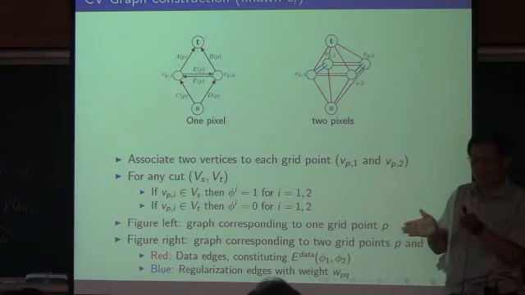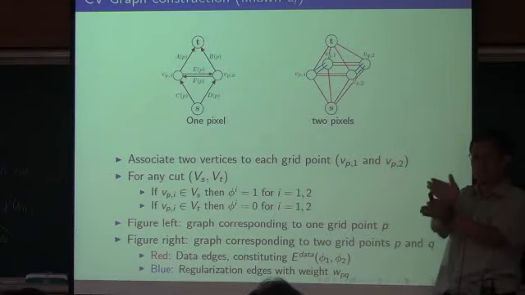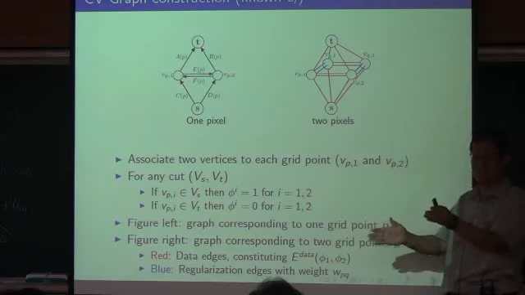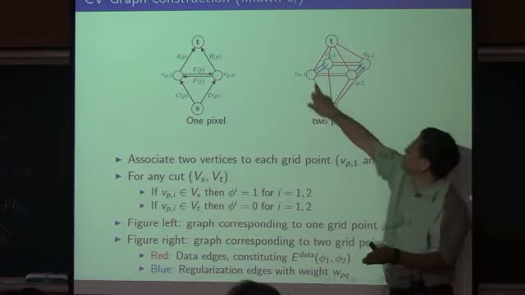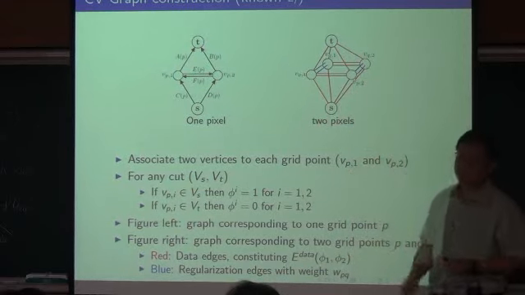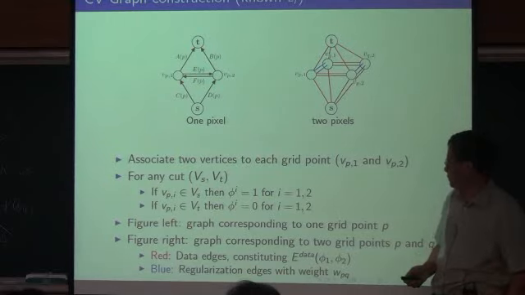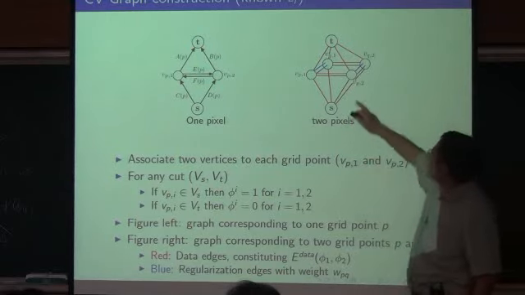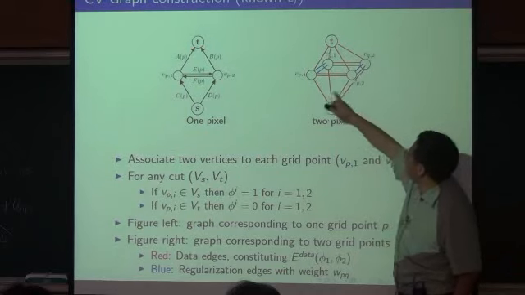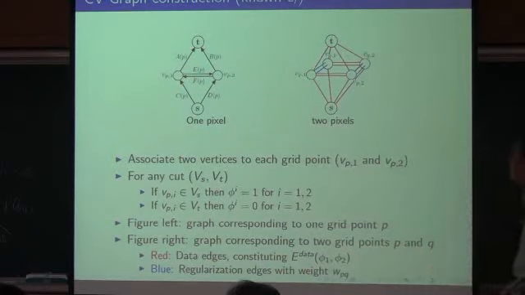You copy each pixel once. If it's 1D, you copy it just into one line. If it's 2D, you copy the whole plane to here, and then each of them you connect. And the original connection between the pixels, you keep the original ones. This is the graph we are constructing. Those edges will be used for data fidelity. Those edges will be used for regularization.